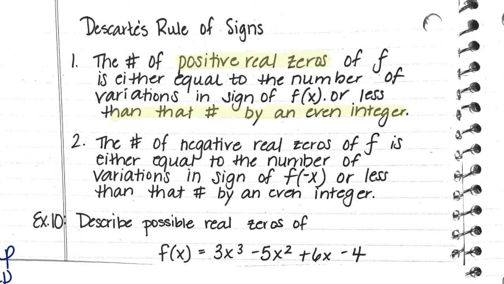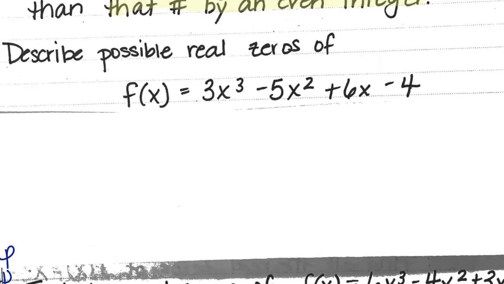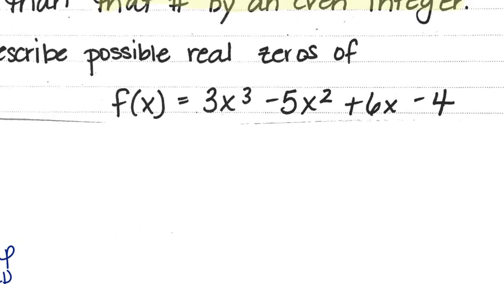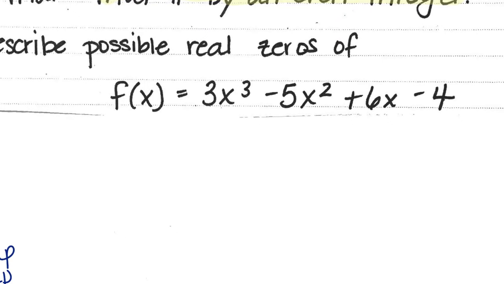Number 2, the number of negative real zeros of f is either equal to the number of variations in the sign of f of negative x or less than that number by an even integer. So what they're saying here is we are going to take this equation, f of x equals 3x to the third minus 5x squared plus 6x plus 4, and we are going to put in a positive x. Well, the positive x is already in.